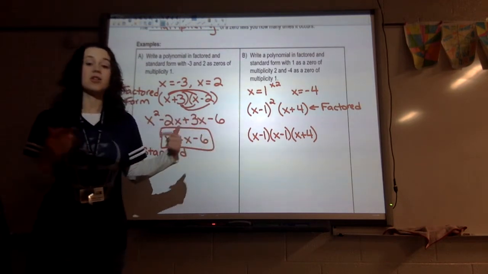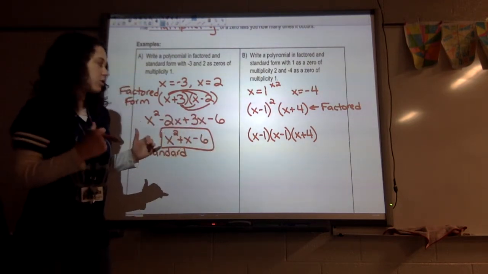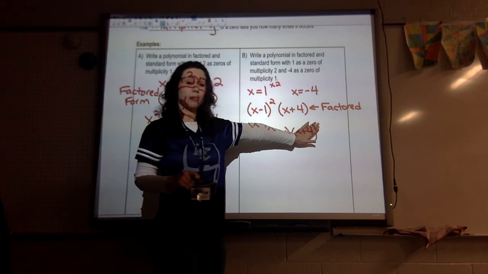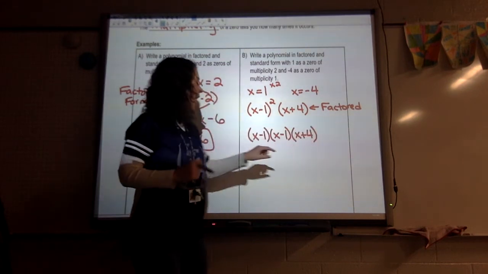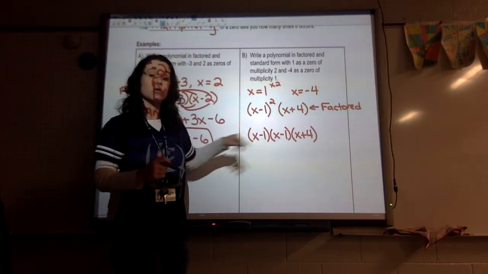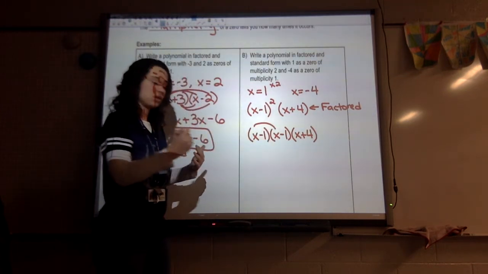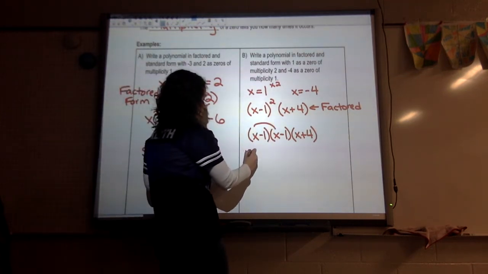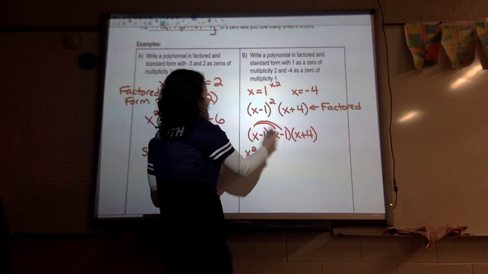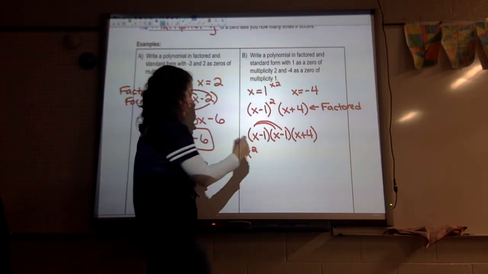Now, I'm going to go ahead and distribute, and I'm just going to take it one step at a time. I'm not going to worry about the x plus 4 right now. I'm just going to distribute these first two parentheses. So x times x is x squared. x times negative 1 is negative 1x.